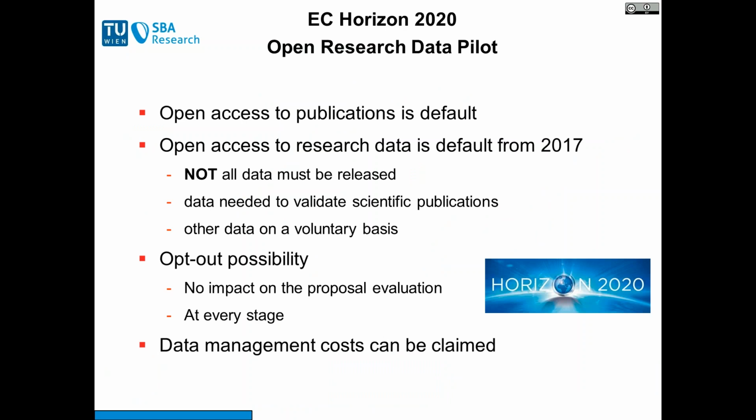Okay, let's focus now on the specific requirements of Horizon 2020. So just like you heard in the introduction, open access to publication is default. So all the publications have to be provided open access, but this is not the focus of our webinar. The focus for us is data, and data also has to be open from 2017, but just to make sure, it's not about all the data. It's only the data that help you validate scientific publications, and it's provided on a voluntary basis.